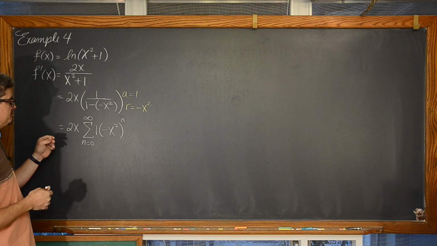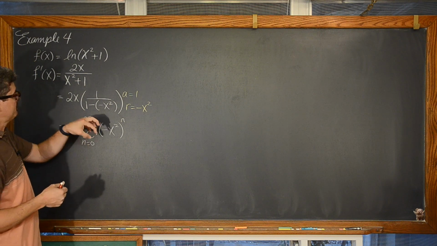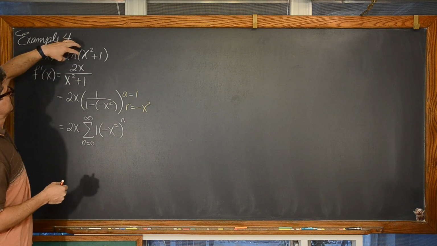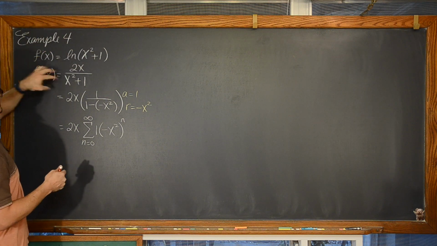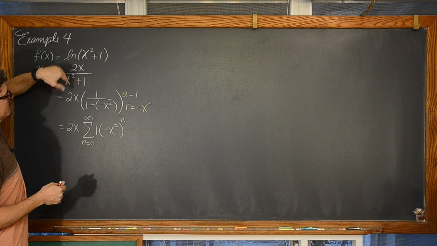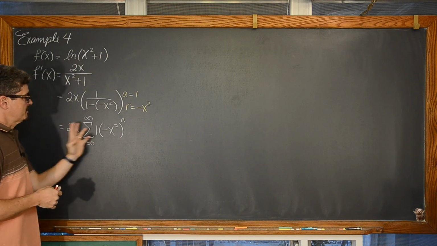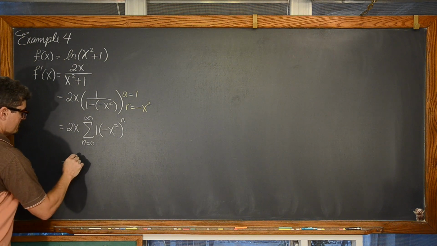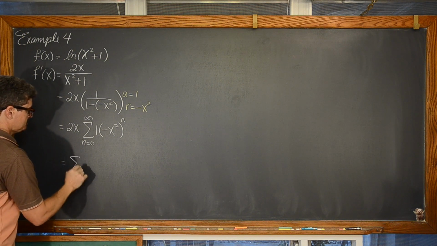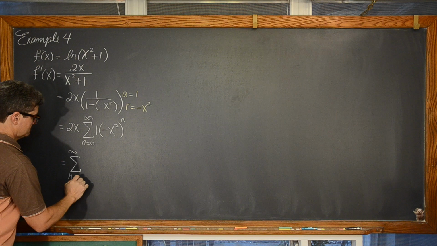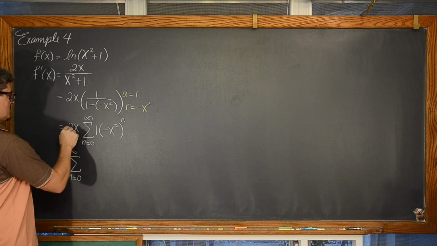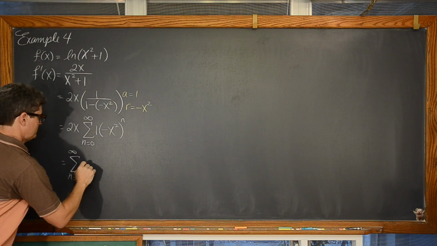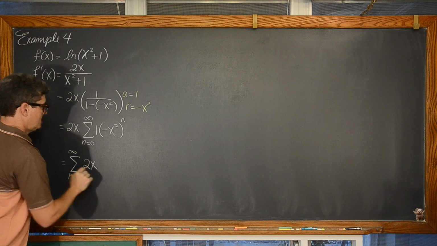Okay, now that we have gone from the function natural log of x squared plus 1, took the derivative, and could see that a over 1 minus r pattern, we're into some kind of series notation. Let's bring the 2x back in here, and we have 2 times 1 is 2. Well, I'll just write 2x.